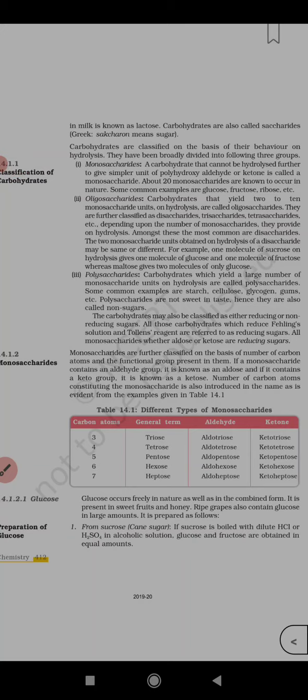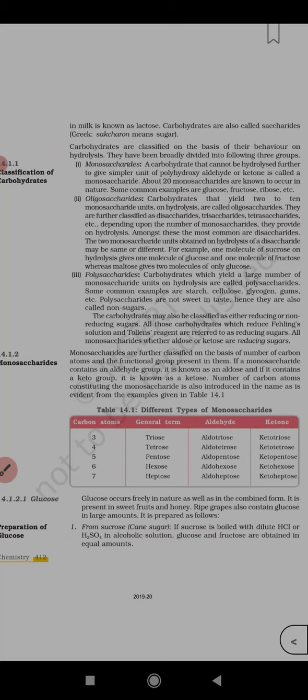So you just have to write the aldo prefix for aldehydes and the keto prefix for ketone-containing sugar, that is ketose. So for five, pentose becomes aldopentose, ketopentose, and likewise aldotriose, ketotriose, aldohexose, ketohexose, aldoheptose, ketoheptose, that's it. The remaining part from glucose onwards, preparation of glucose, structure of glucose, is very very important.